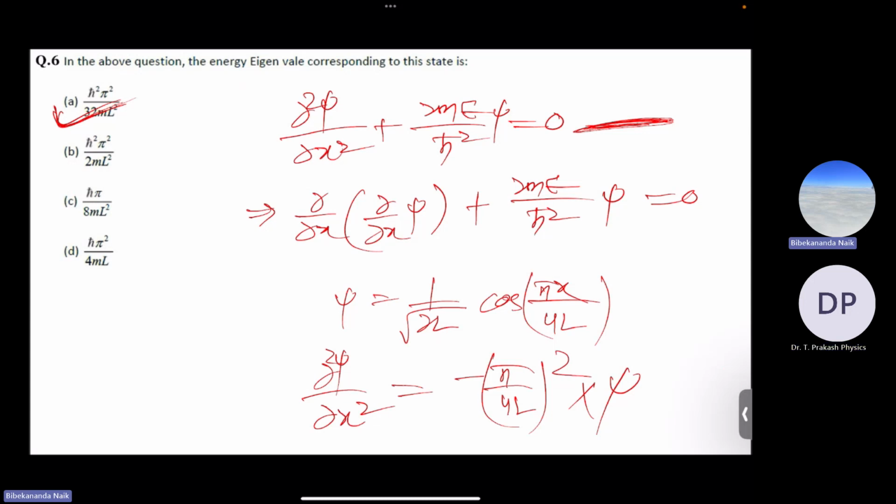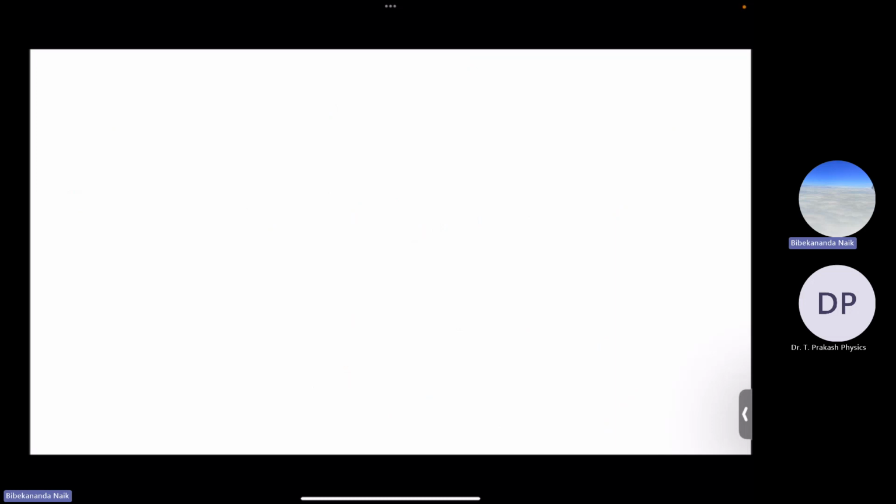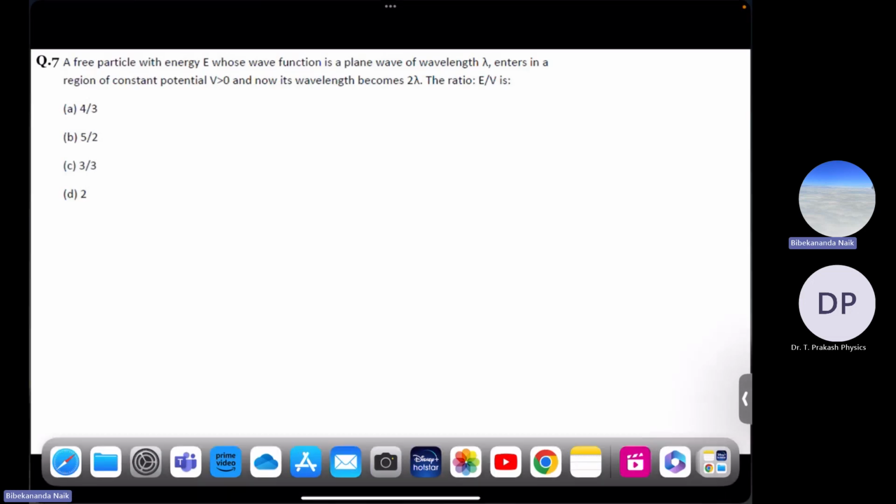Yes, sir. Okay, so next question. The question says a free particle with energy E, whose wave function is a plane wave of wavelength lambda, enters a region of constant potential V which is greater than 0. Now its wavelength becomes 2 lambda. Then the ratio E by V is what? The options are option A 4 by 3, option B 5 by 2, option C 3 by 3, and option D 2. So please try this question. After a few minutes, we will discuss.